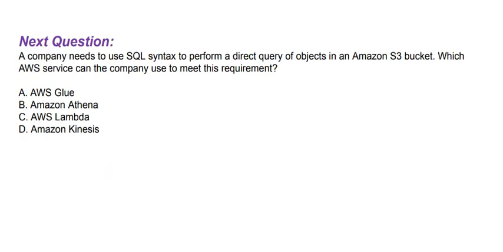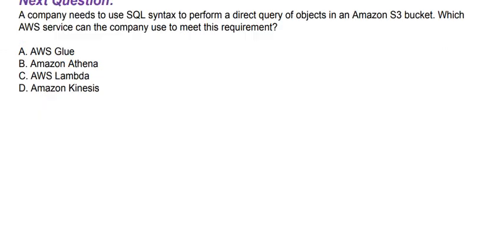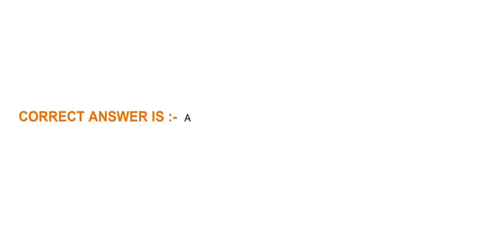Moving to next question. A company needs to use SQL syntax to perform a direct query of objects in an Amazon S3 bucket. Which AWS service can the company use to meet this requirement? Option A, AWS Glue. Option B, Amazon Athena. Option C, AWS Lambda. And option D, Amazon Kinesis. The correct answer is option A.